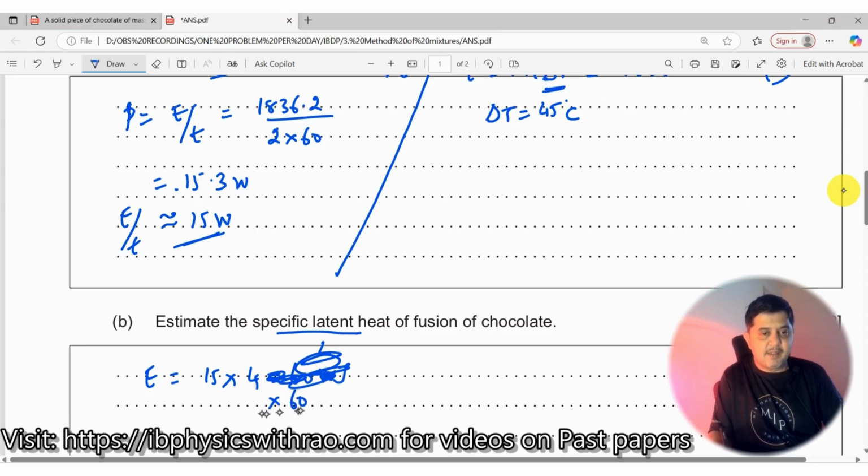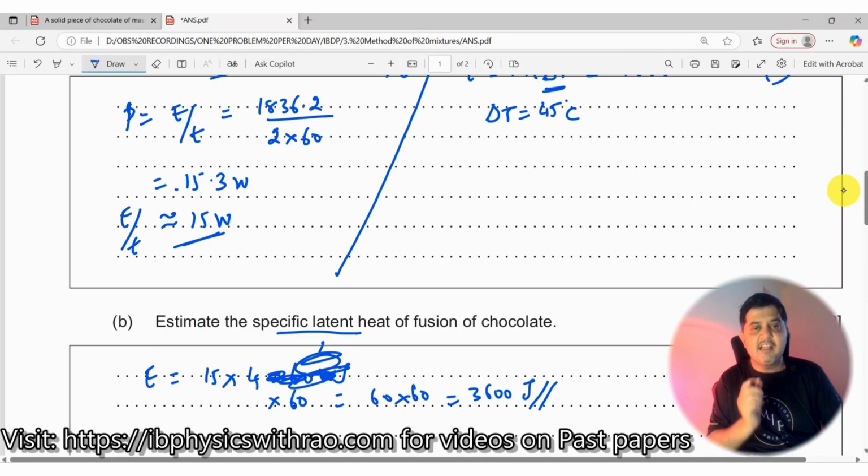This should be in SI units. So which will now be equal to 60 multiplied by 60. 15 into 4, 60 multiplied by 60, which should be 3600 joules. This is the amount of energy that has been supplied to the chocolate to melt from the solid at a given temperature to the liquid phase during the phase transition. Okay, this is the amount of energy.